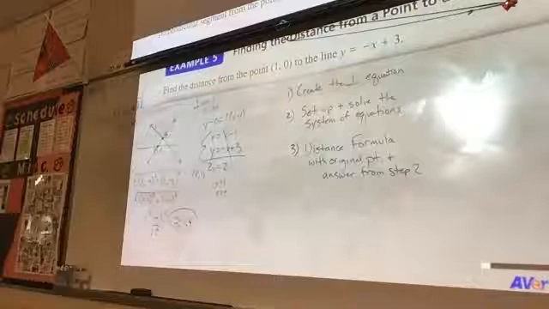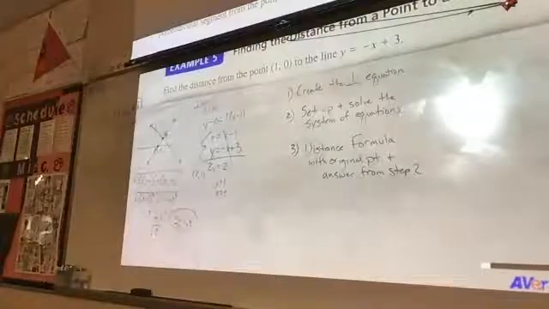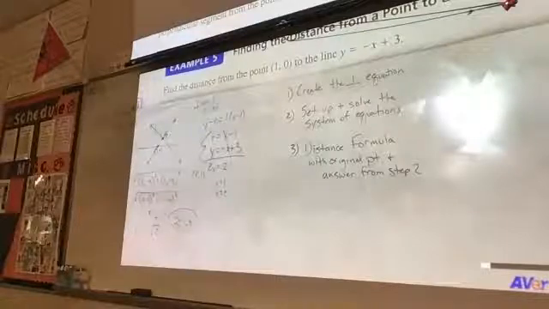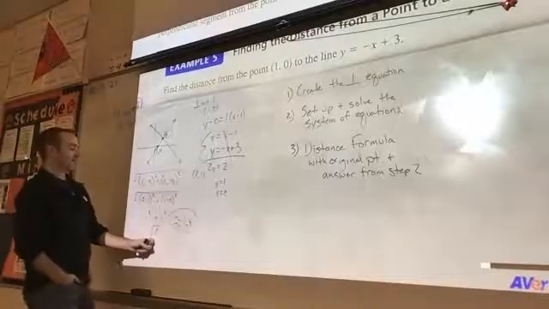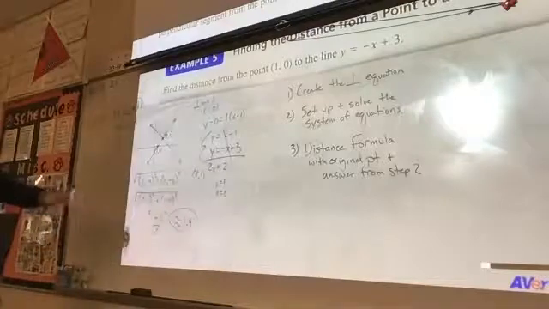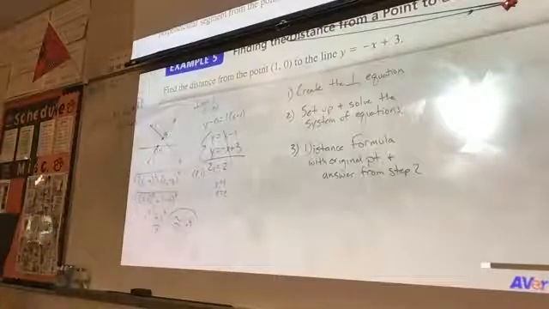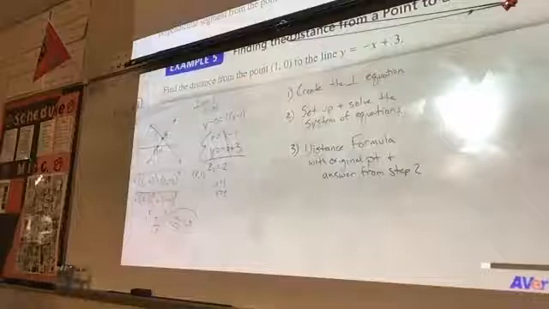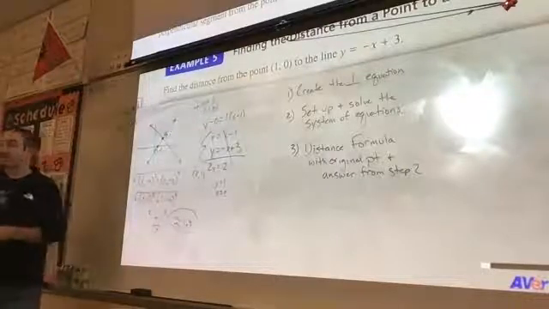We do our distance formula. Remember, it doesn't matter which x's go first or which y goes first. Subtract them in there, simplify it. You get square root of 2, which is about 1.4. Distance is about 1.4.